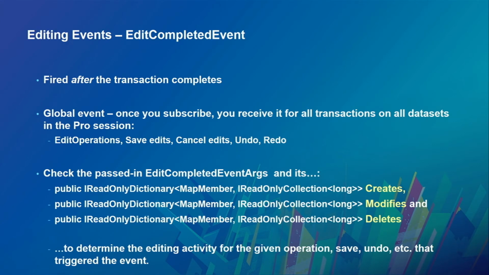What you actually get is what was created and what was modified and what was deleted. It's actually just a single event too. The other ones you subscribed on a per dataset basis. This one is a global event. You subscribed once and you get it regardless of where that particular transaction occurred. You also get it for any time you use an edit operation. If you're using the geodatabase API, you won't be getting an edit completed event. They only occur when people are using edit operations or when you're saving edits or cancelling edits.